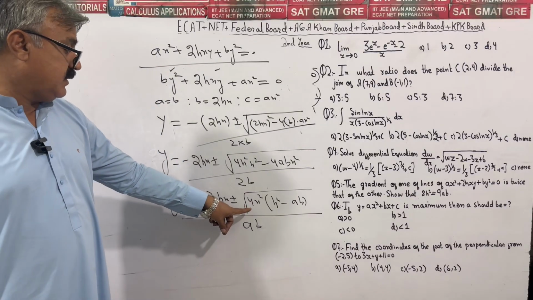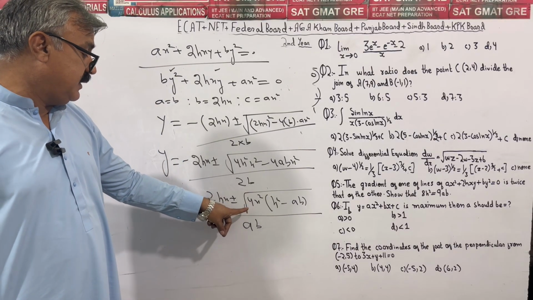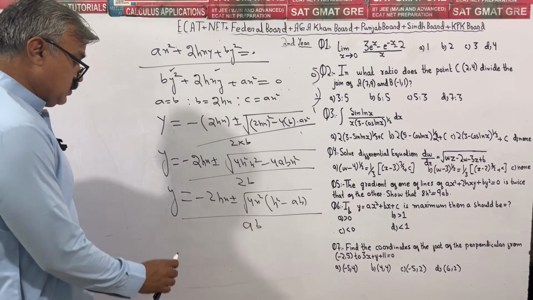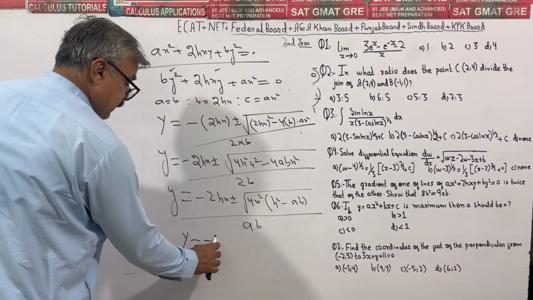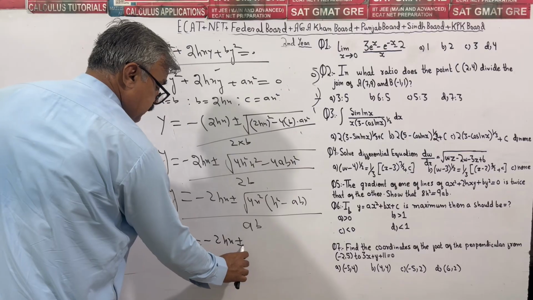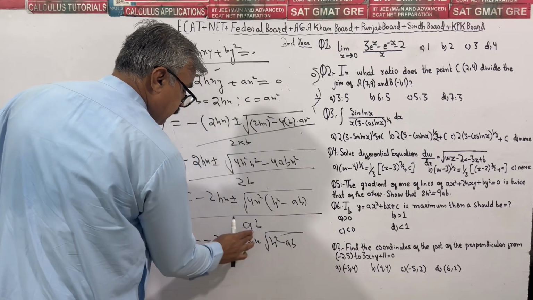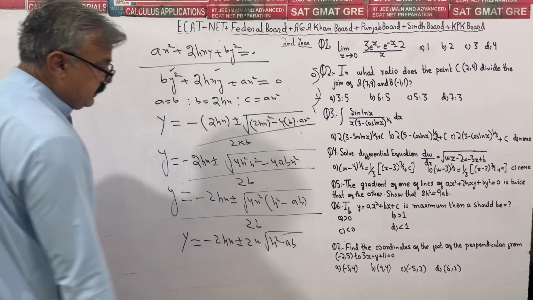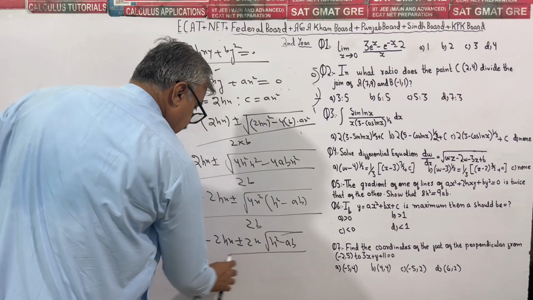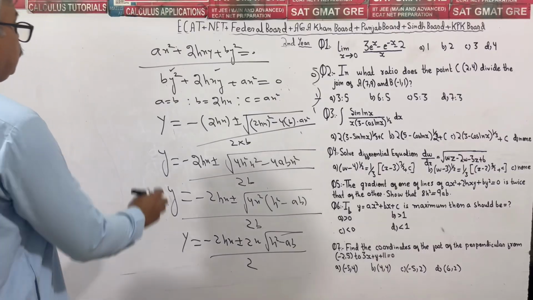4x square is a perfect square quantity. Its root is 2x. So y is equal to minus 2hx plus minus 2x times root h square minus ab overall 2b. That's our 2b. I have a space, let me manage here.